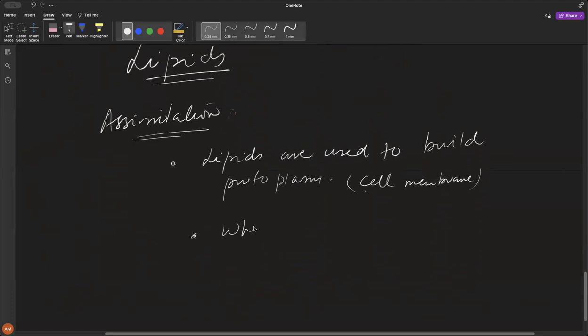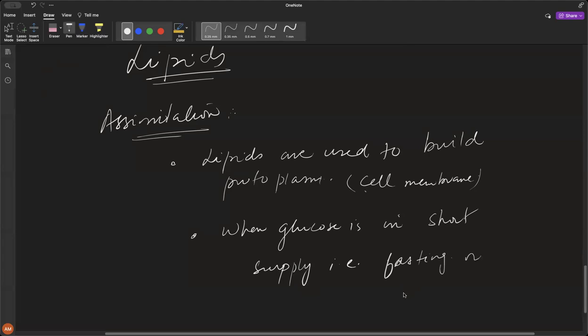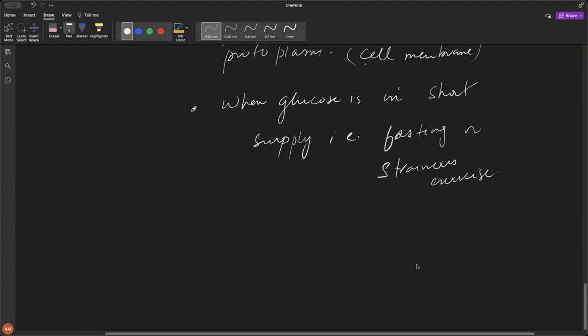When glucose is in short supply, let's say during fasting or sudden sprints or strenuous exercise, at that time lipids can be used.